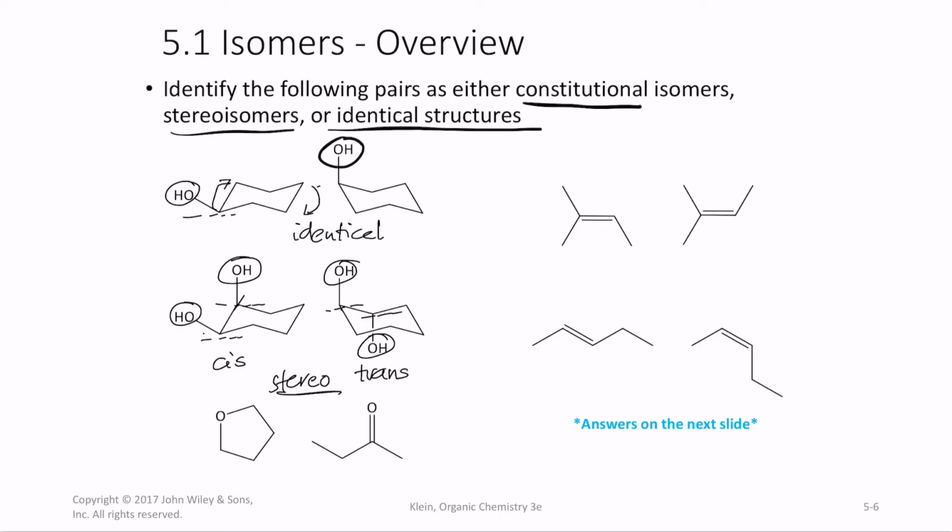Next, let's look at the next structure. Notice the connectivity between these molecules. This is a cyclic structure. This is an acyclic structure. Because the connectivity is different, these become constitutional isomers.